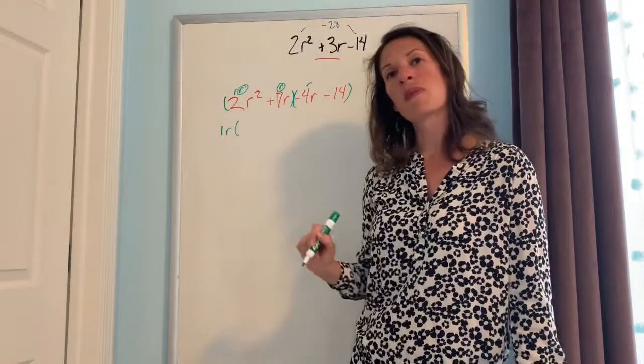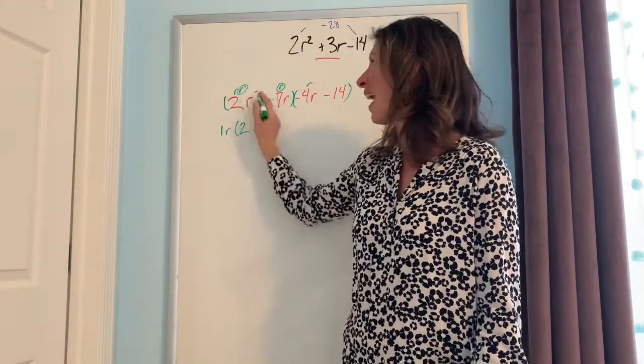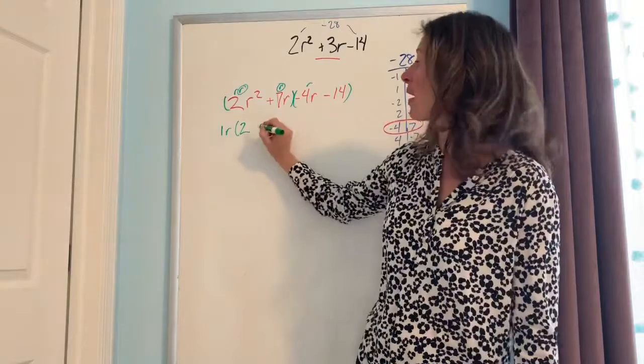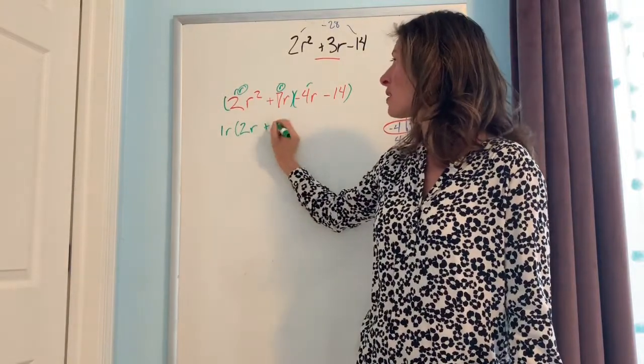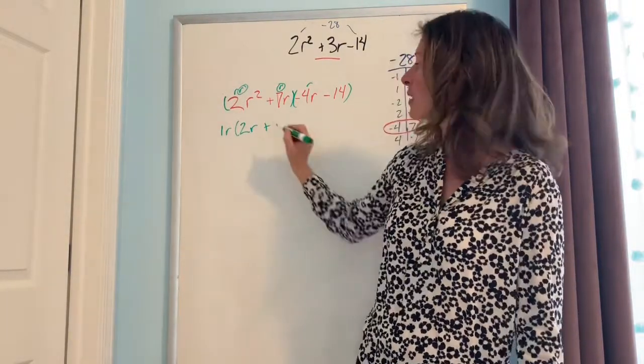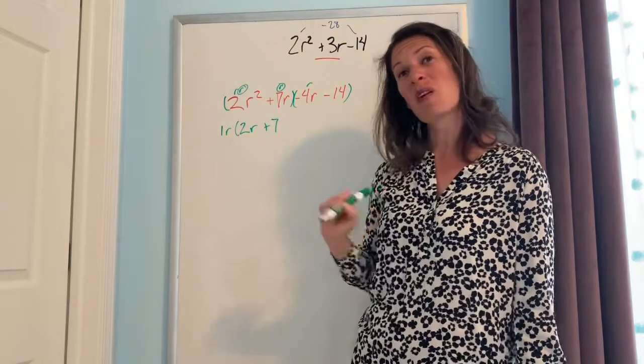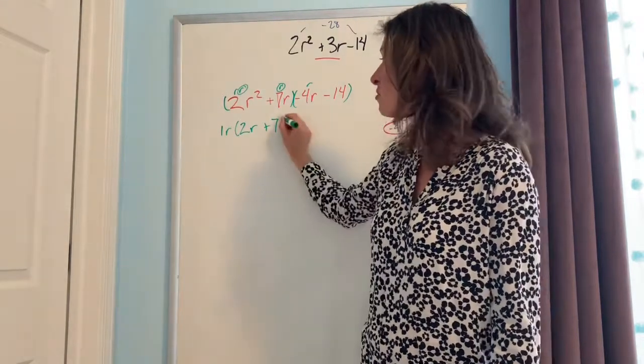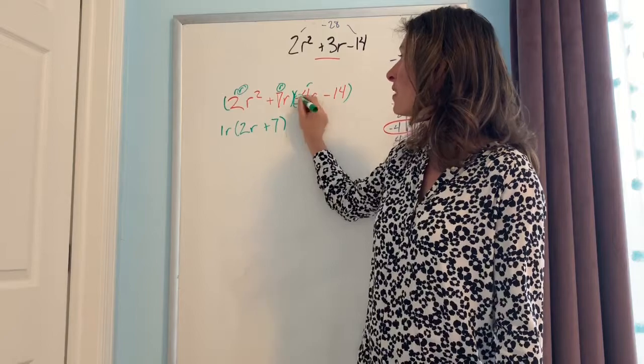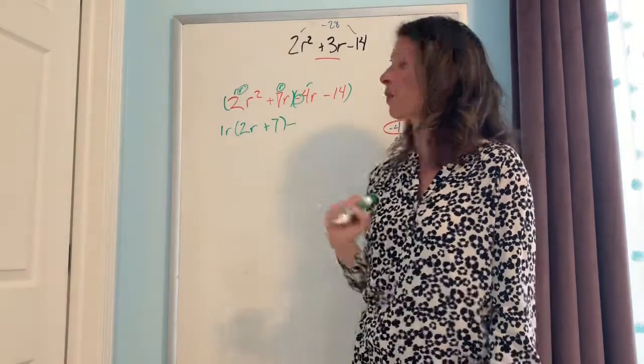So 2 divided by 1 is 2. I had 2 r's, I took 1 out, so I have 1 r. Plus 7 divided by 1 is 7. I had 1 r and I took it out, so there's no more left. Now because of this minus, I'm going to subtract.